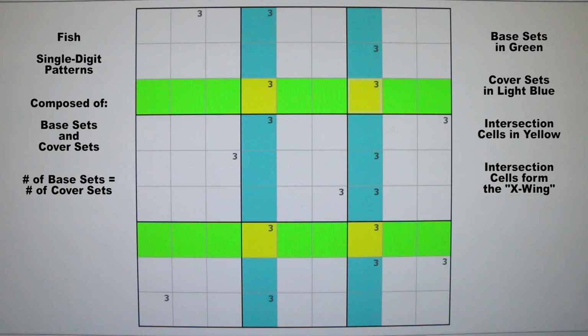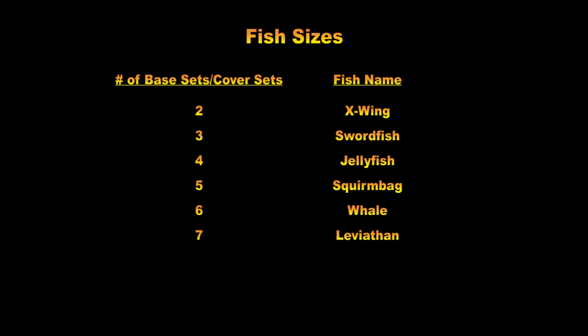Fish are constructed with what are called base sets and cover sets, and the number of sets determines which type of fish it is. There is always an equal number of base sets and cover sets. When there are two base sets and two cover sets, it is called an X-Wing. If there are three base sets and three cover sets, it is called a swordfish. Four is called a jellyfish, 5 a squirmbag, 6 a whale, and 7 a leviathan. I will cover swordfish in video number 12, and I will cover jellyfish in my advanced series.